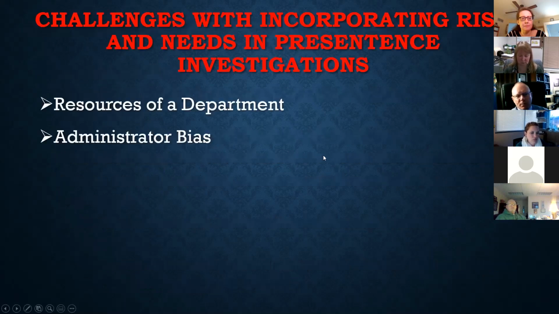So challenges with incorporating this is resources of the department. Not every department has an intake unit like we do. We actually have 2 pre-sentence investigator officers, and they do all the pre-sentence investigations, 2 of them. And that's all they do all day. And they're both very good at it, and they enjoy it. And good for them, because it takes some commitment to that.